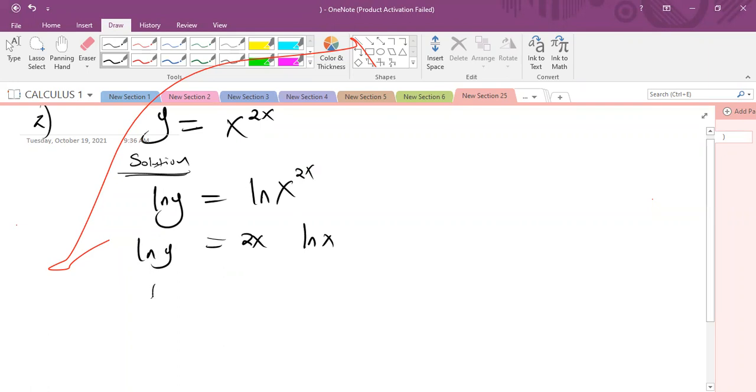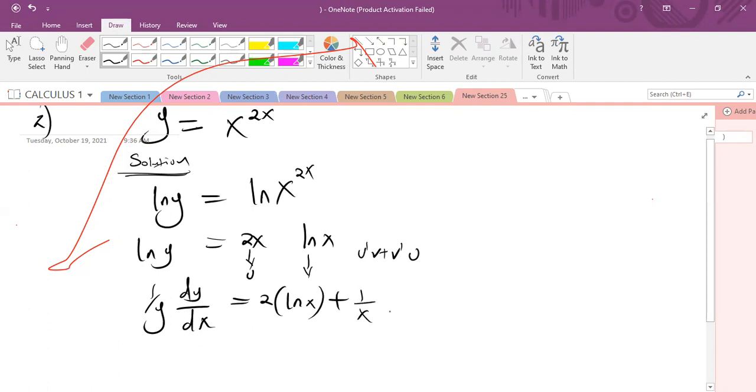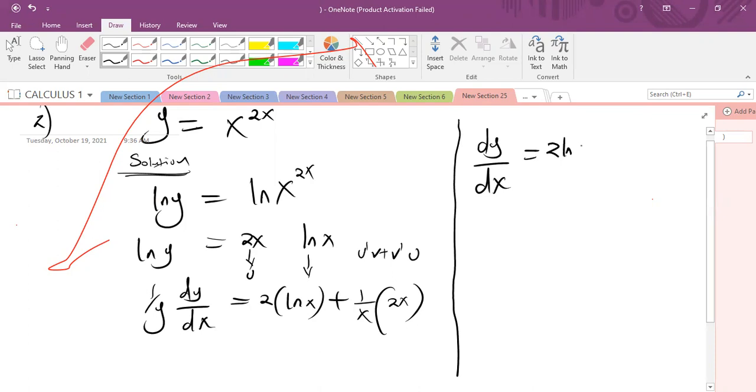Differentiating ln y, I get 1 over y dy/dx is equal to, here I will use the product rule. So let this be u, let this be v. Then the rule is u prime v plus v prime u. So u prime, if you differentiate 2x, you get 2 multiplied by v, which is ln x, plus v prime. If you differentiate ln x, you get 1 over x multiplied with u, which is 2x. So making dy/dx the subject of the formula, we will have dy/dx is equal to 2 ln x. The x will cancel with the x, so I will remain with plus 2. And then all this is multiplied with y.